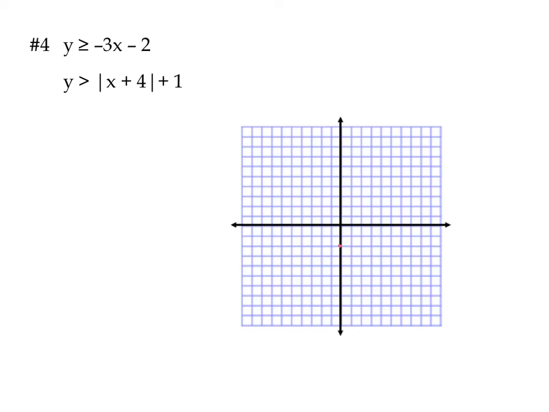We'll go down to negative 2 on our y-axis. We're going to go down 3 and over 1 for our slope. Okay, and we'll draw a solid line through there because it's got the equal to. So there's our solid line for that graph.